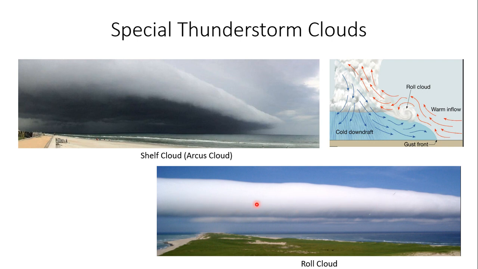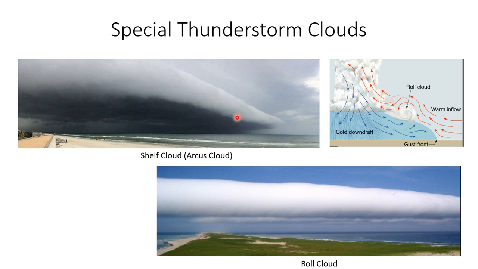Notice how long in the horizontal this type of cloud is. This is a really great example of a roll cloud right here. Very stretched out horizontally. As you're sitting on the ground looking up at the sky, you may actually see this cloud rotating in the horizontal. Now, a shelf cloud, also known as an Arcus cloud. This is an example in the upper left of what that may look like.